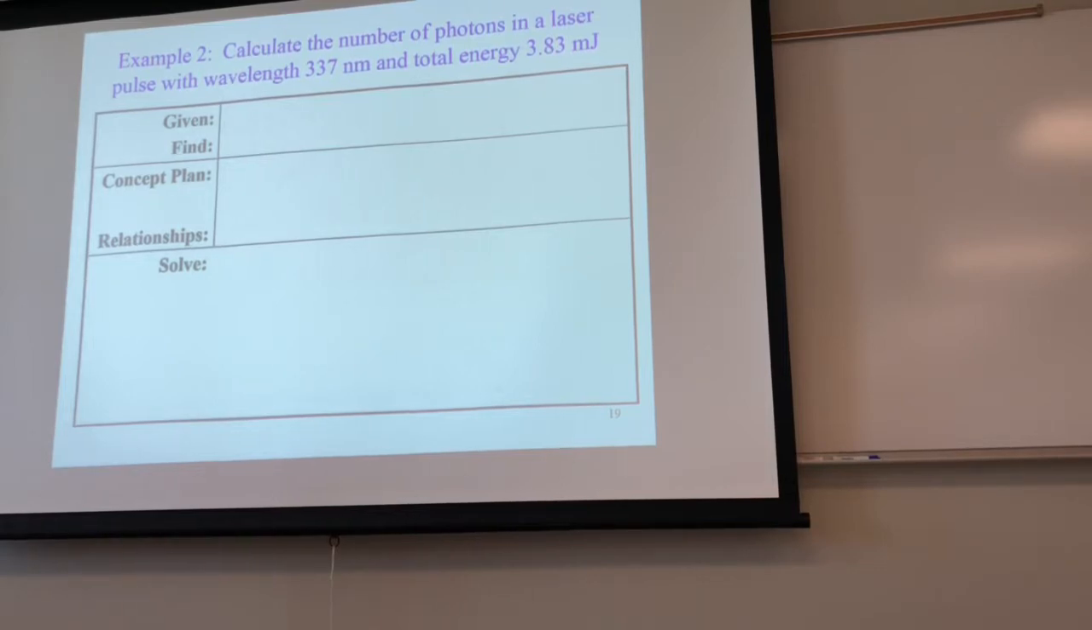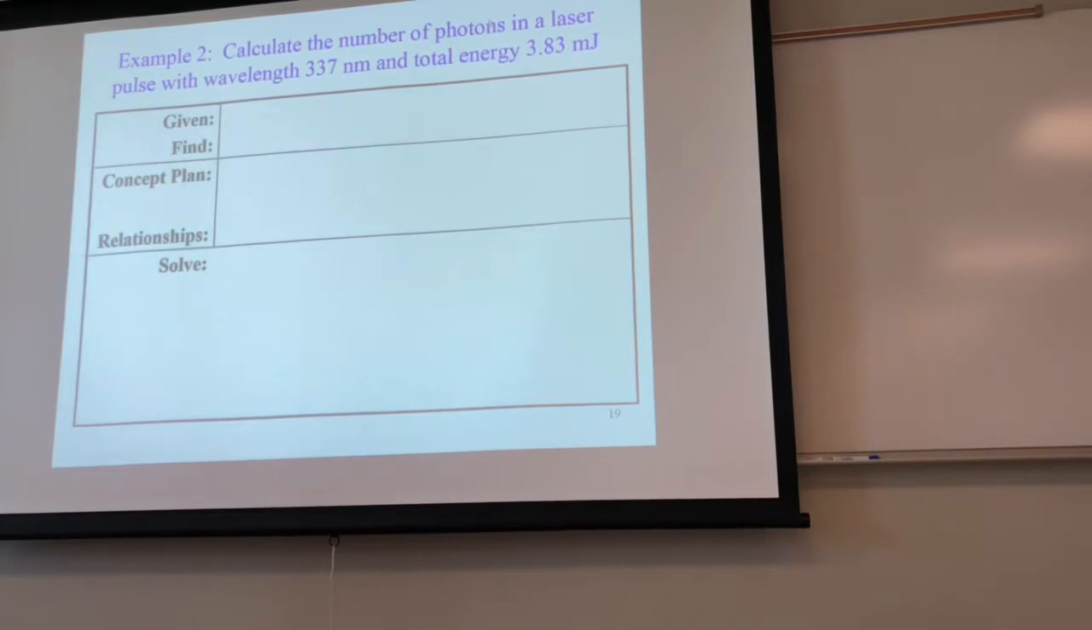So for this particular question, you are told to calculate the number of photons that are in a laser pulse that has a wavelength of 337 nanometers and has a total energy of 3.83 millijoules. That's what the little m stands for, millijoules, okay? Now this is how we're going to do this problem. We're going to calculate the amount of energy that's in one photon first. That's where E is equal to h times c divided by lambda comes in. That will give me the energy in one photon.